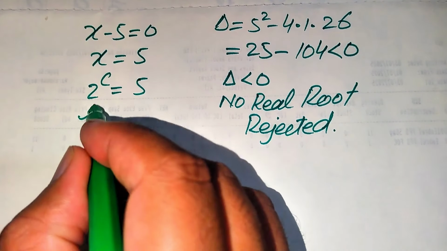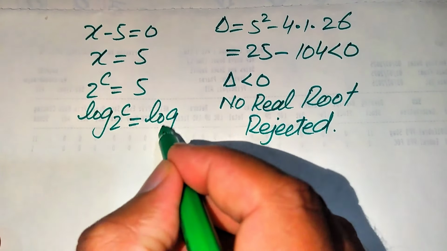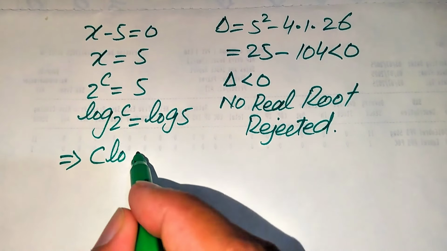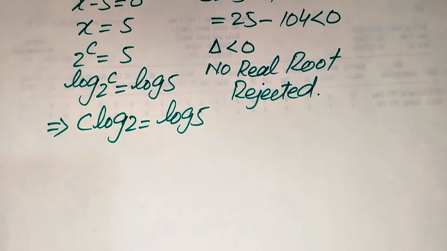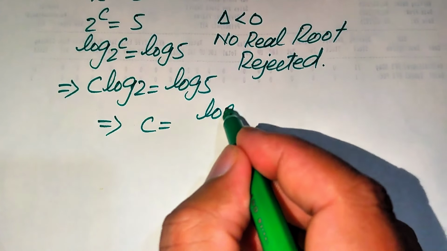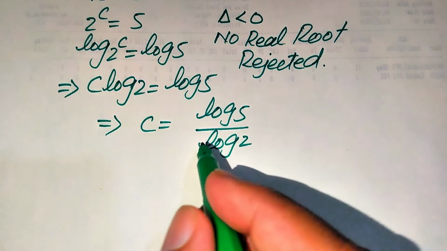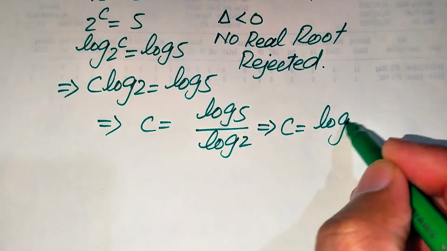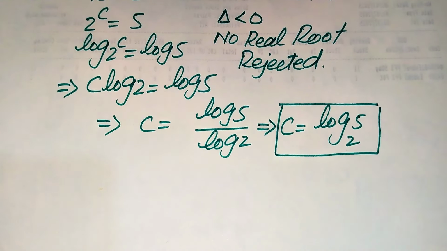For this we need to take the log on both sides. So when you take log, it will be written as log of 2 to the power of c is equal to log of 5. Now we can apply the property of log, and we move the c in front of the log, and it becomes c times log 2 is equal to log of 5. Now we move log 2 to the right hand side, so c is equal to log of 5 divided by log of 2. When we divide these two values, finally you get the value of c equals log of 5 with base 2. So this is our final value of c in this problem.